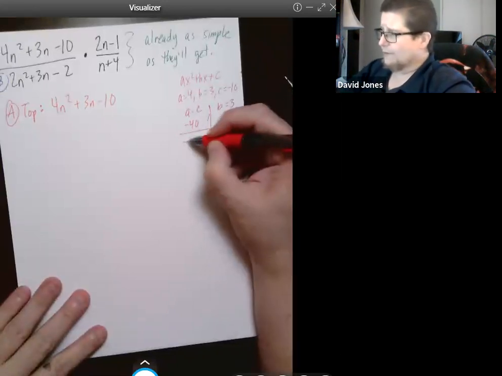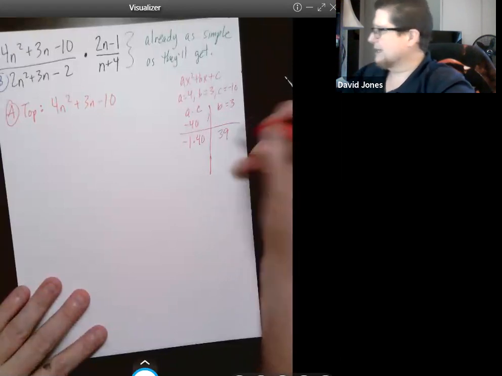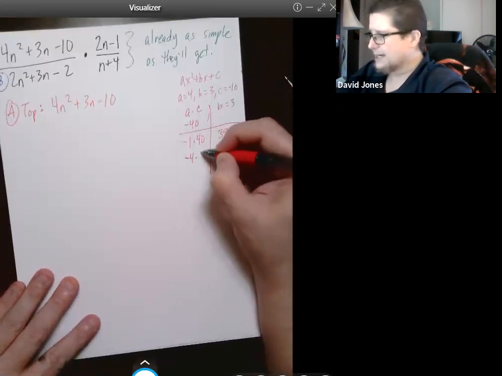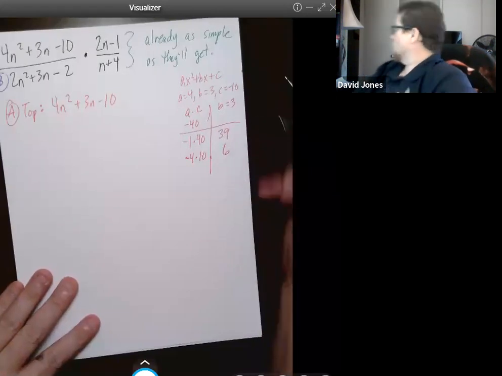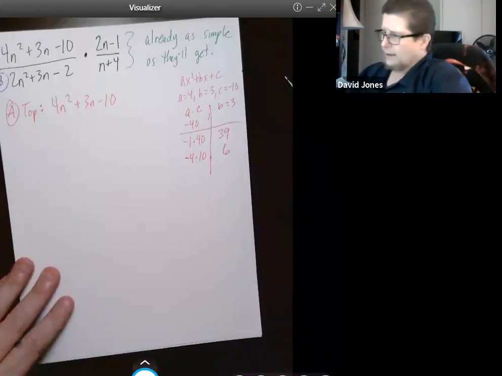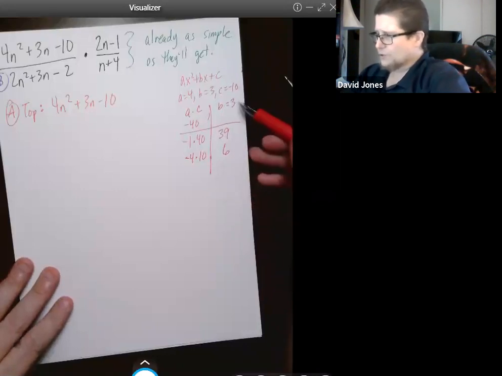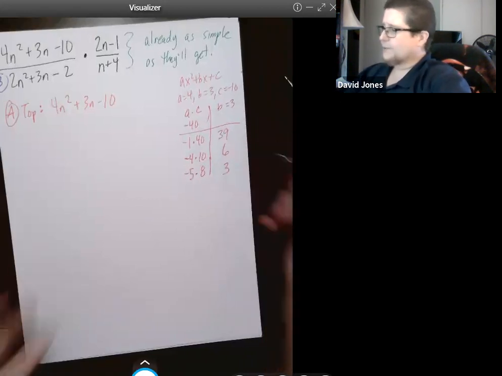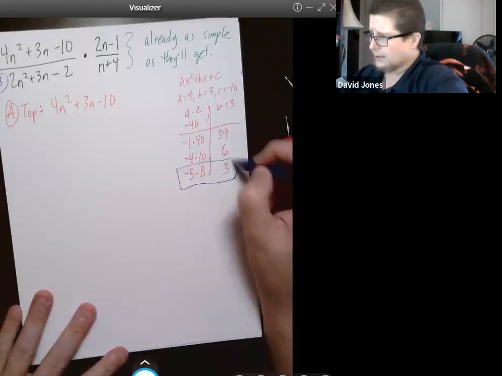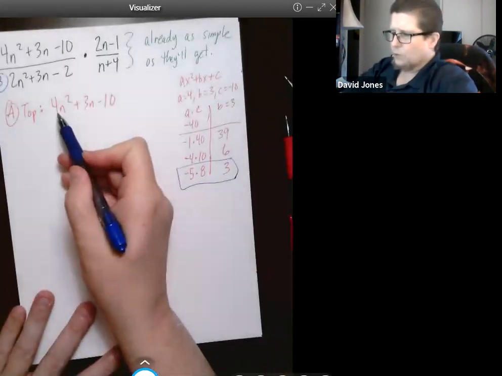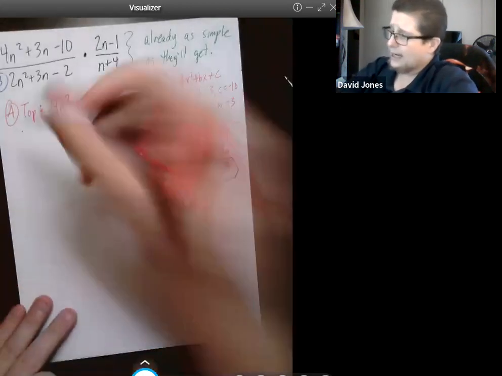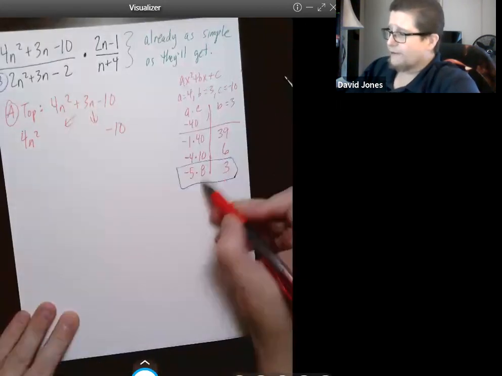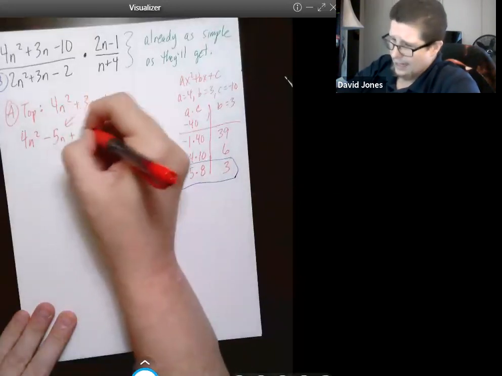So negative 1 times 40, that adds up to 39. I'm quite a ways away from it. Let's try negative 4 times 10. That's 6. And we're getting close. We're almost at b equals 3. Let's try 40 is 8 times 5. So let's do negative 5 times 8. That adds up to 3. So those are our numbers. And a does not equal 1, so I really have to break up the 3n into these coefficients, negative 5n plus 8n.